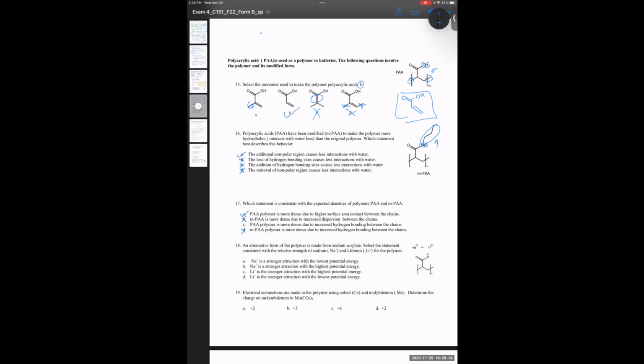Now, a question like this, if a student can justify their answer if they selected option A or C, I'm okay with that. For example, one can say more dense due to increased hydrogen bonding between the chains. The reason is, with PAA, because you don't have this thing sticking out over here, the molecules can come closer to each other and can have effective interactions, whether it is hydrogen bonding or dispersion or dipole. They must be stronger. So that is not technically incorrect.